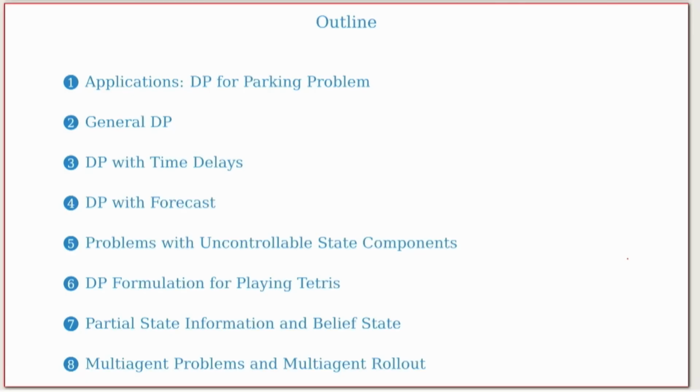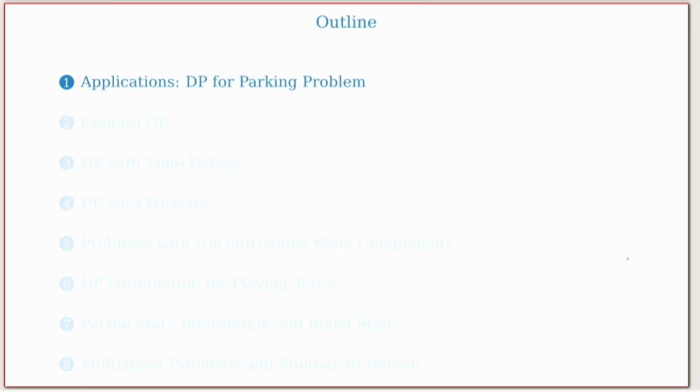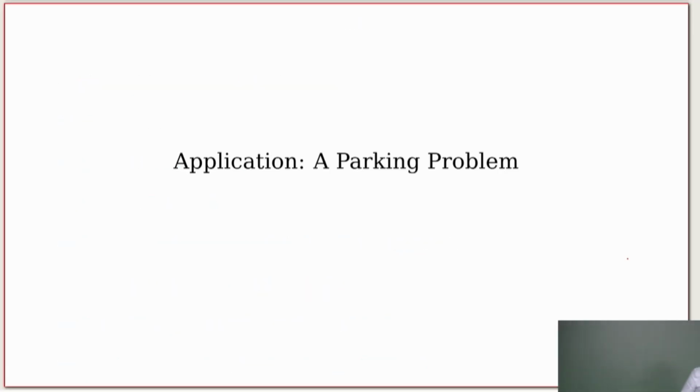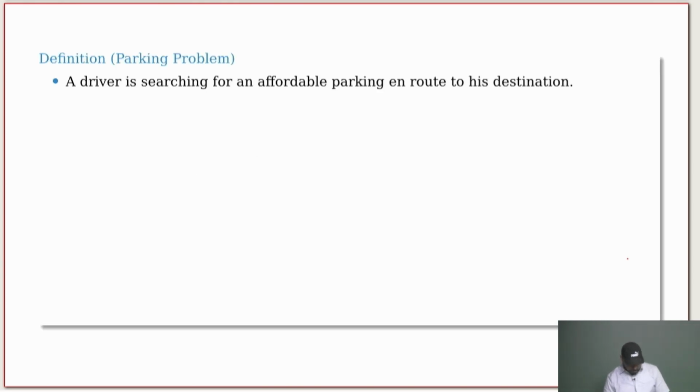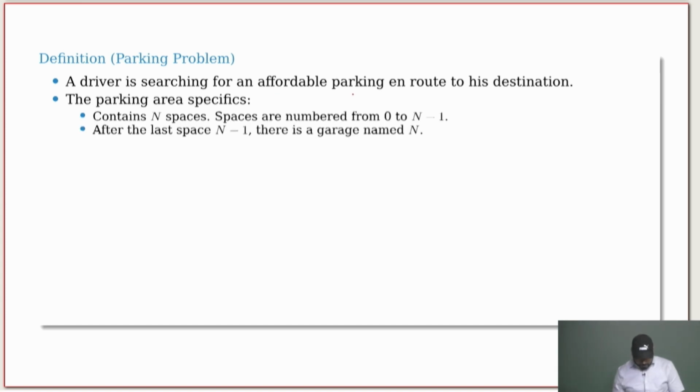I will start with some application. So let us look into the DP formulation for a parking problem. Let us say a driver is searching for affordable parking, and the parking area details are like this: there are n parking spaces, numbered from 0 to n-1, and after the last space n-1 there is a garage named n, so it's like the terminal state.